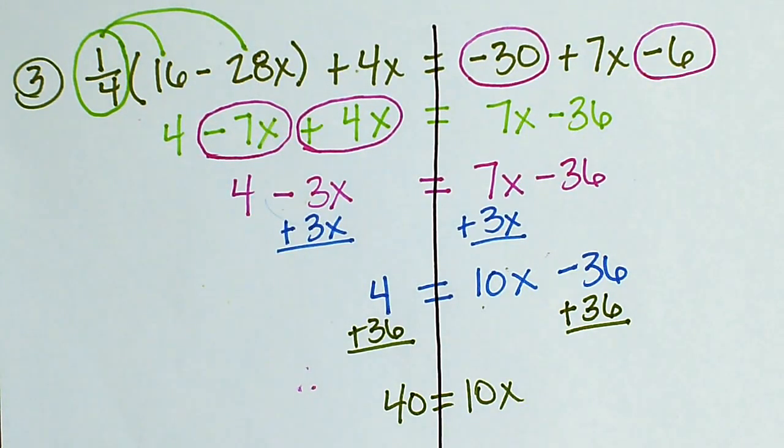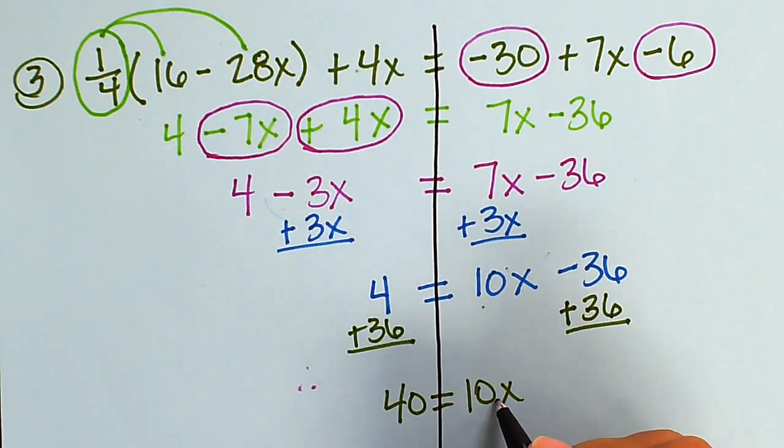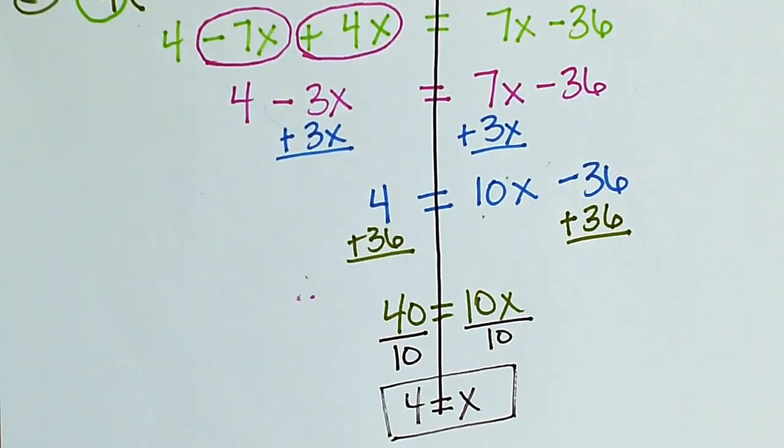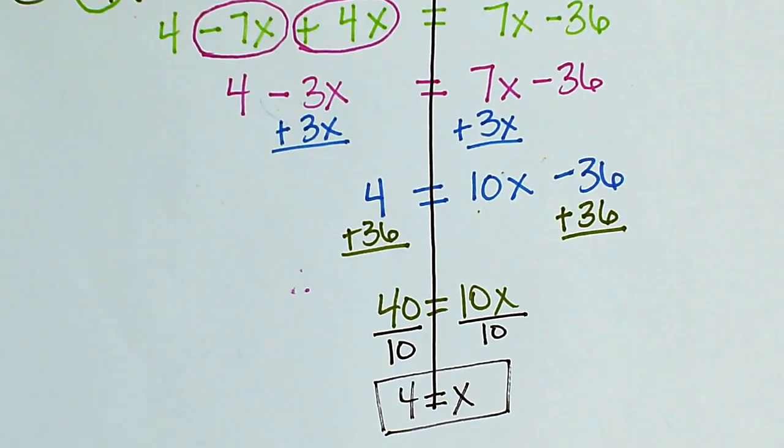X is on the same side of the equal sign as 10, so I need to get rid of that 10 because my goal is to get x all alone. So 10 times x, opposite of multiplication is division. So I'm going to divide by 10, and I get a final answer of x being equal to 4. And you cannot see that, I apologize. There we go. X is equal to 4. Again, I am checking my work every single time. You always should check your work.